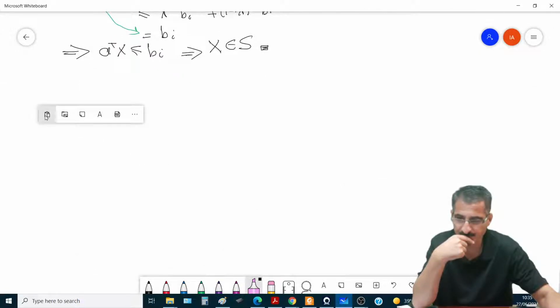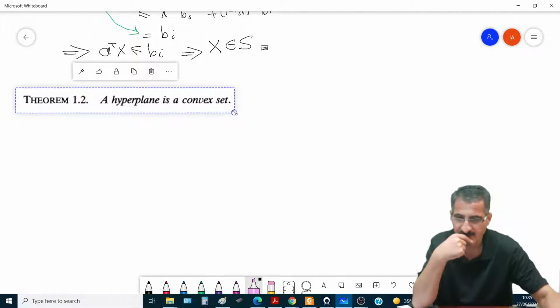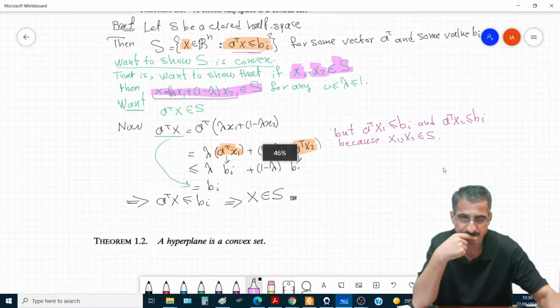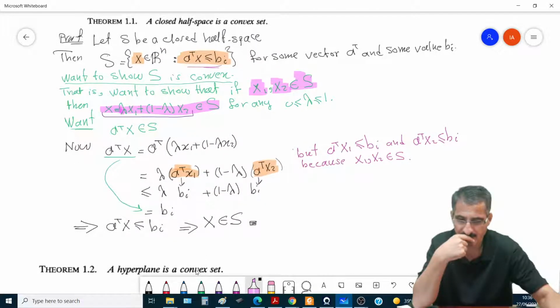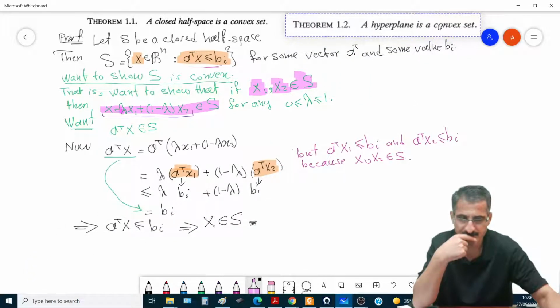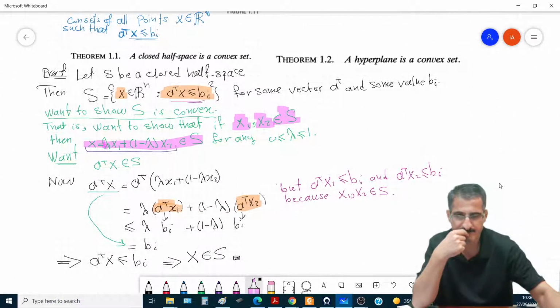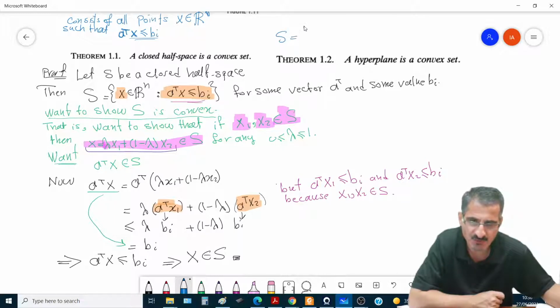Now another theorem here which says a hyperplane is a convex set. What is the definition of hyperplane? Let me copy this theorem here. So what is the definition of hyperplane? It is the very same thing as in here. If this is S, it consists of all the points x belonging to Rn.